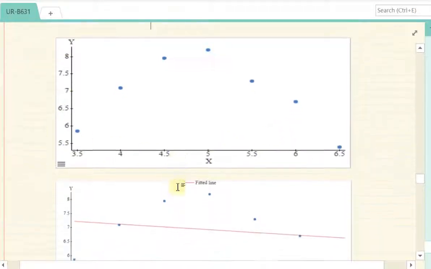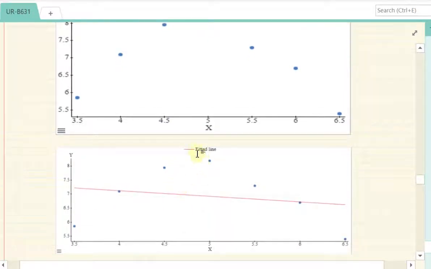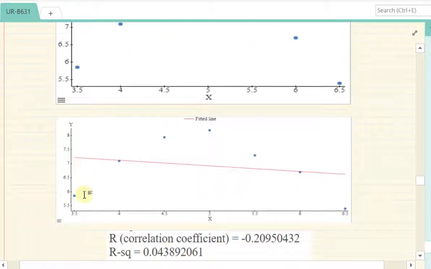Now, I went ahead and fitted a line through these. Look at that fitted line. It looks poor, doesn't it? Look at the correlation. It has a negative slope, a negative slant, and it's at negative 0.21. That's on the poor side. So the point is, when the correlation is near 0, it doesn't mean that there's not a relationship between x and y. It's just that the relationship is not linear.